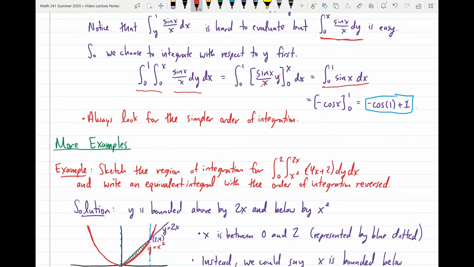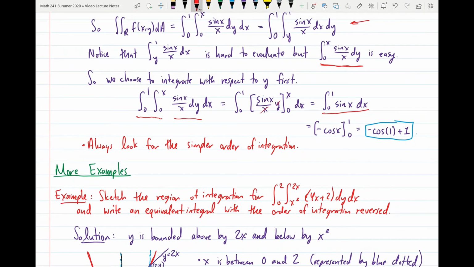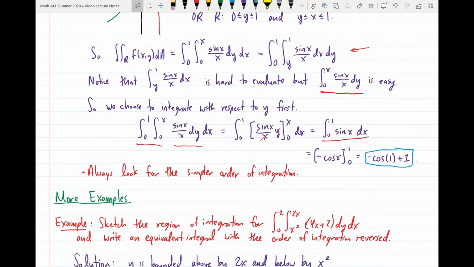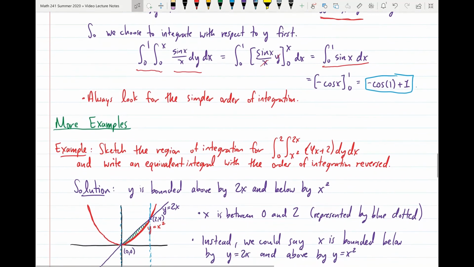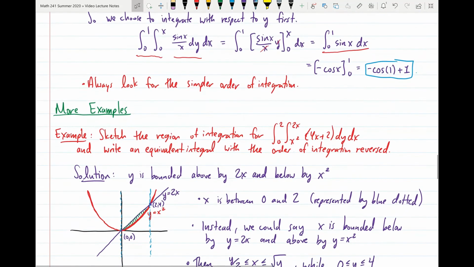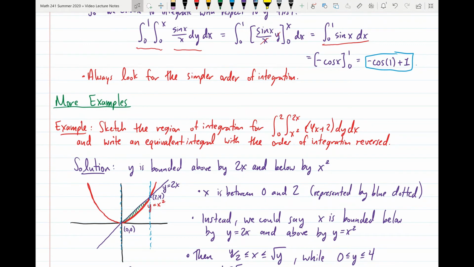And so you can see that performing this double integral wasn't too difficult, but if we did it in the opposite direction, integrating with respect to x first, the problem would be very, very difficult. So the moral of the story here is to always look for the simpler order of integration and make your life a little bit easier.